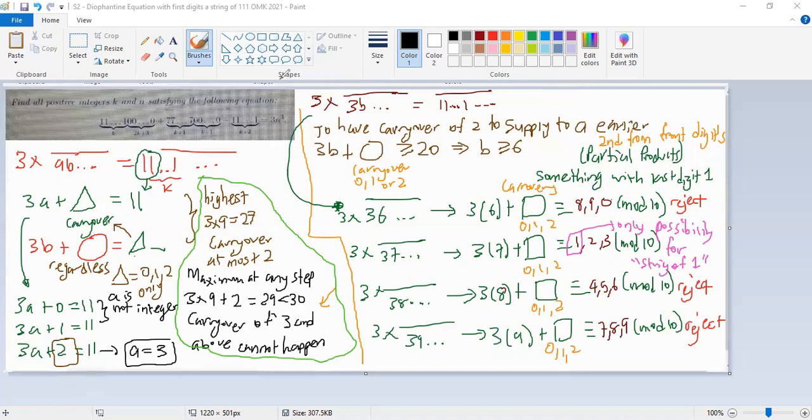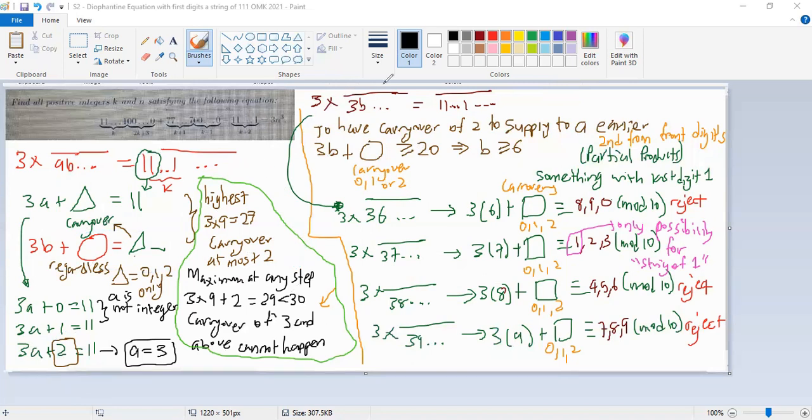So 3b plus o, this line here, we copy it down and take a closer look at it here. Please take note. So 3a plus b needs to be at least 20. So this itself tells me that b must be at least 6, because if you have a 5 there, 3 times 5, 15, and carryover is only 0, 1, or 2. We established that with the extremal principle earlier on this green highlighted circle.